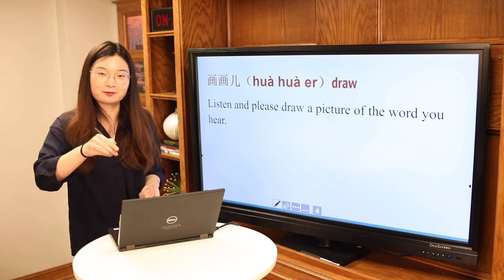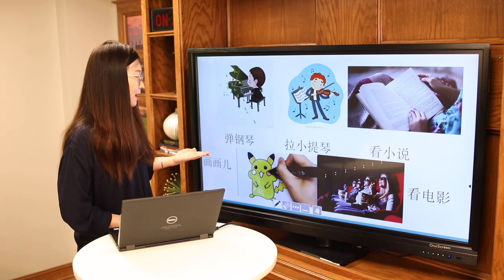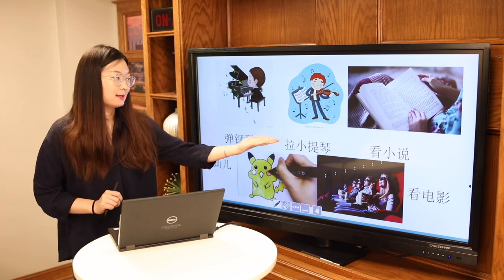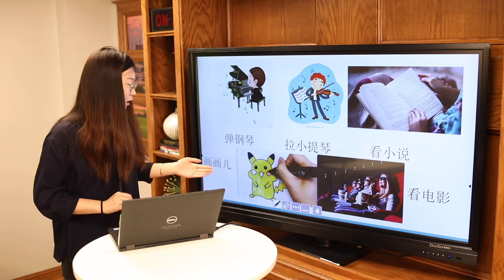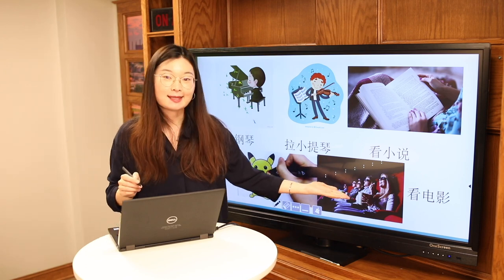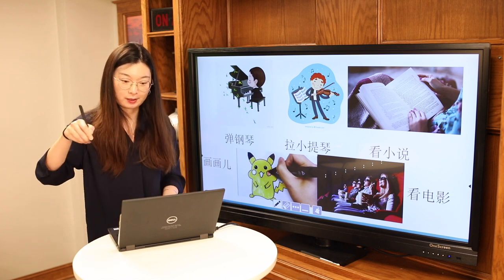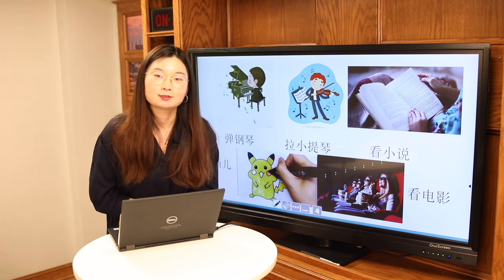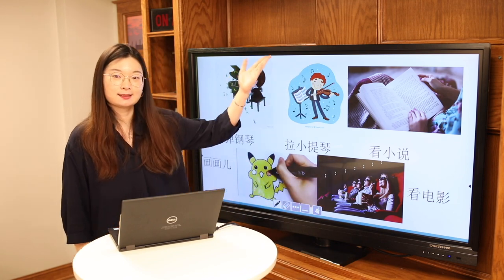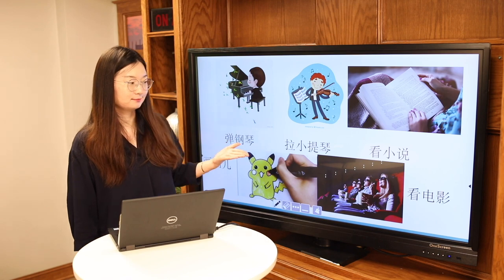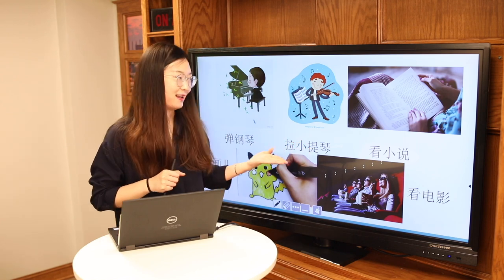Let's 画画. Remember our activity. Say if you can remember the pronunciation of the vocabulary. So we have 弹钢琴, 拉小提琴, 看小说, 画画, 看电影. So first one on your notebook, I would like you to draw 拉小提琴. So which one is 拉小提琴? Ready? 拉小提琴. Play the violin, okay?